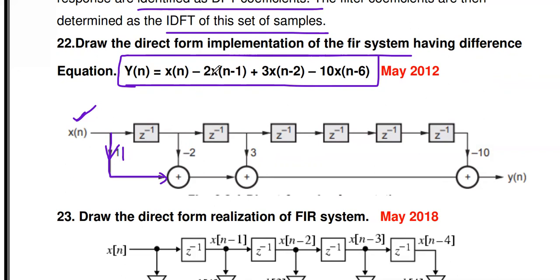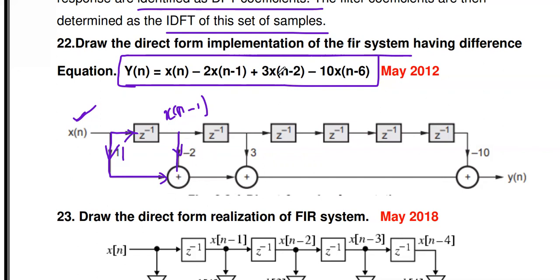Okay, what is the next data? Minus 2x of n minus 1. What is x of n minus 1? It's a one-time delayed x of n. So the x of n is given to one delay, that is z inverse. So the output of this first delay is x of n minus 1. This x of n minus 1 you take and multiply with the coefficient minus 2. So you just add.